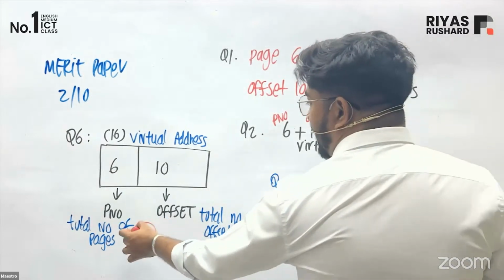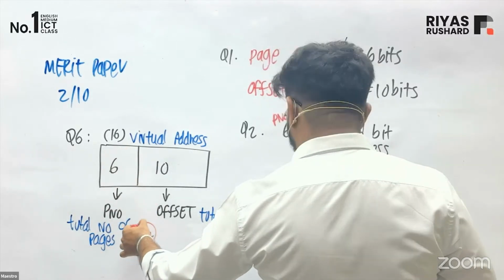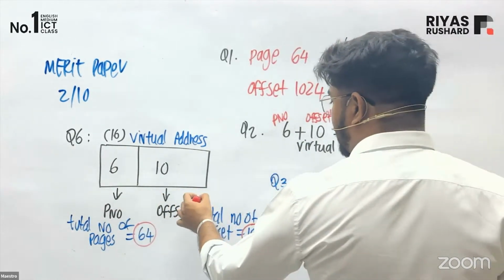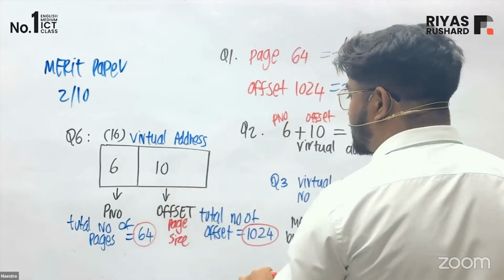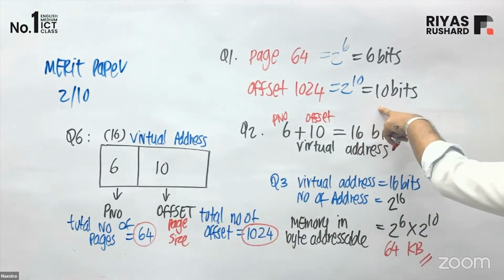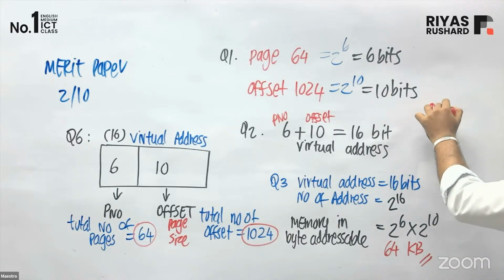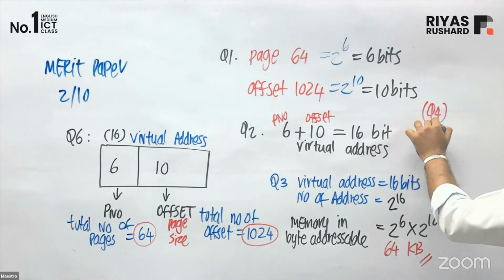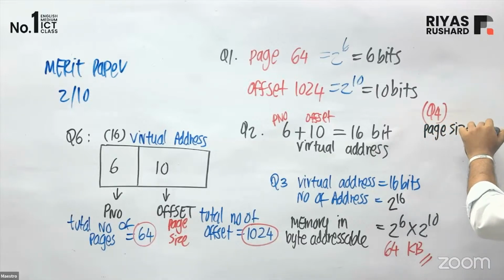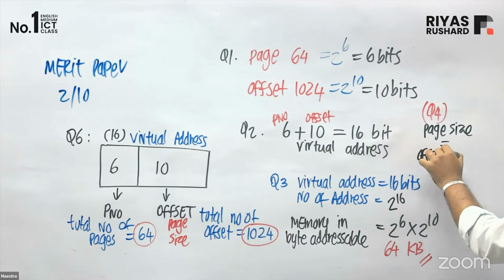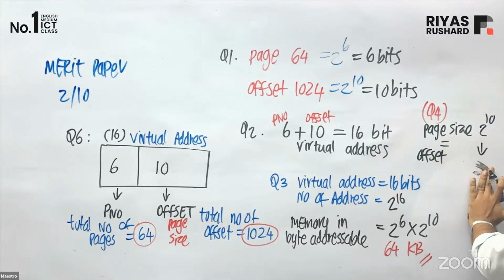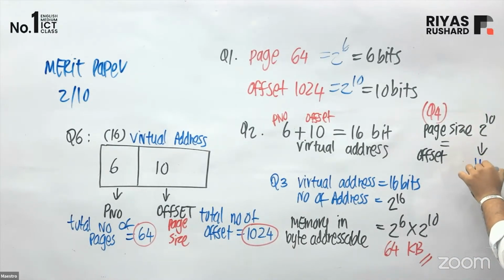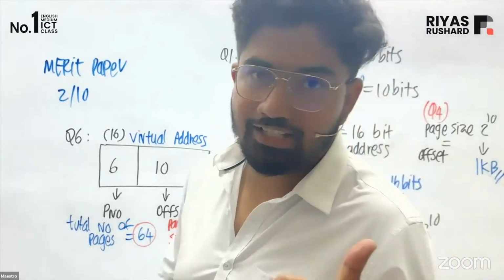Capacity of a page. How many bits do you allocate for the page size? Offset is the page size, no? 1024, 10 bits, 2 to the power 10. Question number 4. Page size is equal to offset. Page size is 2 to the power 10. That is 1 KB. Sounds good.